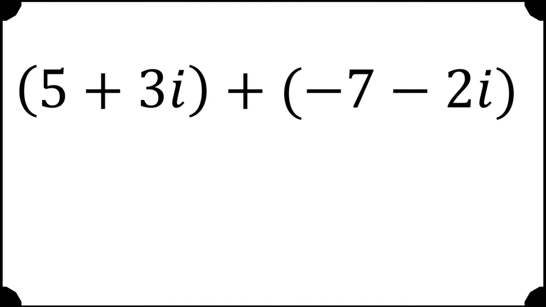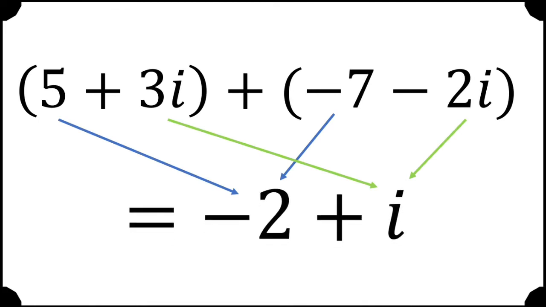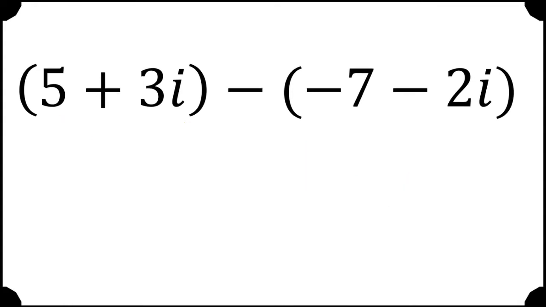For example, 5 plus 3i plus -7 take away 2i will give -2 plus i, because 5 take away 7 gives -2 and 3i take away 2i gives i. For subtracting, it's pretty much the same thing. Just subtract the real parts and the imaginary parts. For example, we will use the same numbers again but subtract them, and you'll get 12 plus 5i.